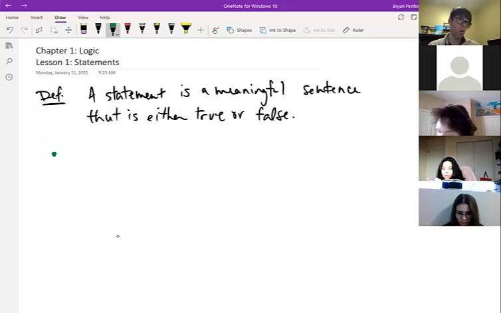Now, according to this definition, that means that a statement could potentially be true sometimes, false other times, but the real key to this definition is that a statement can't be true and false at the same time.